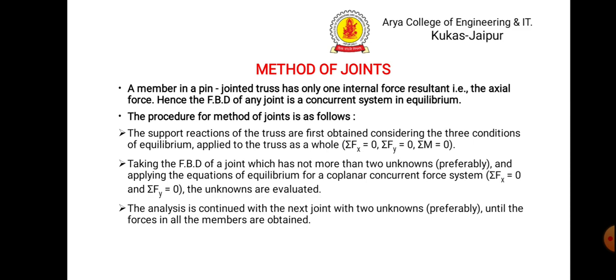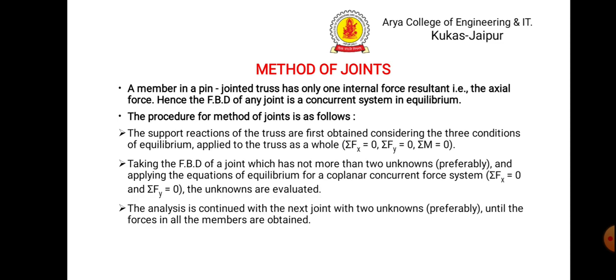In this, a member in a pin jointed truss has only one internal force resultant, that is the axial force. So, the free body of any joint is a concurrent system in equilibrium. So, what is the procedure?